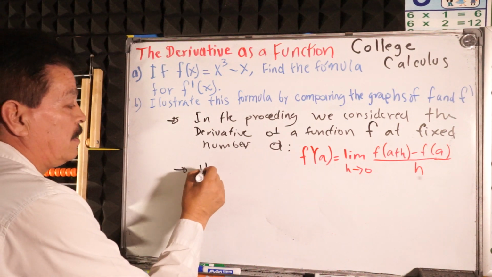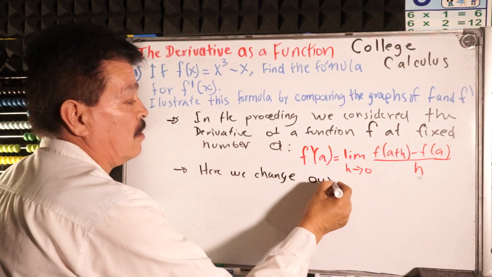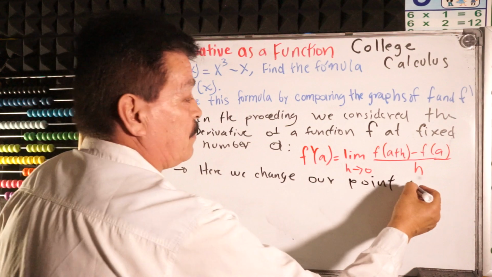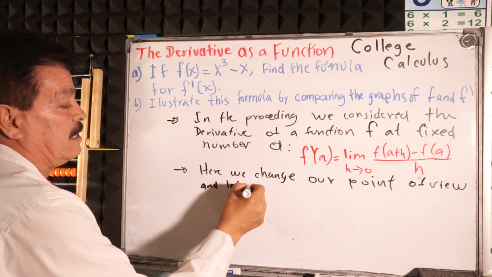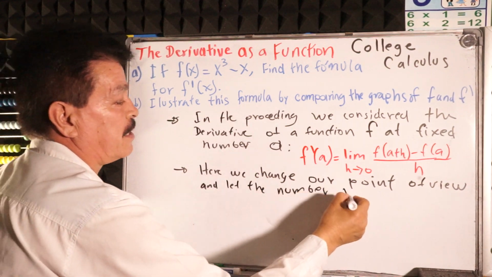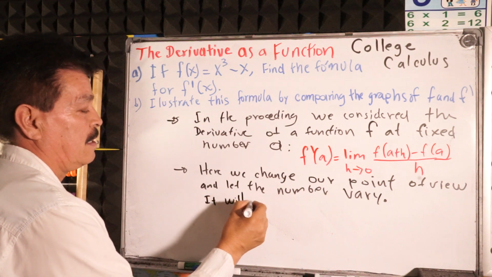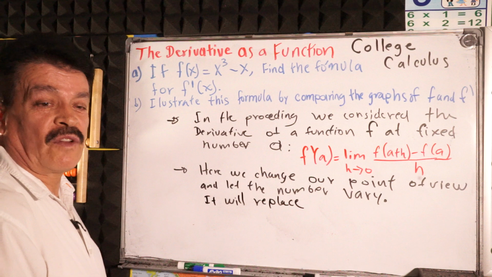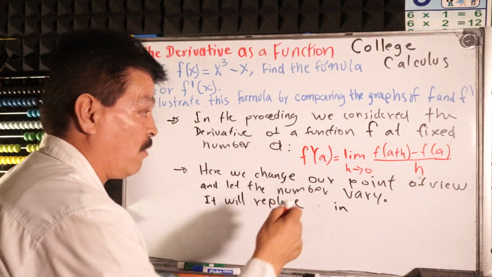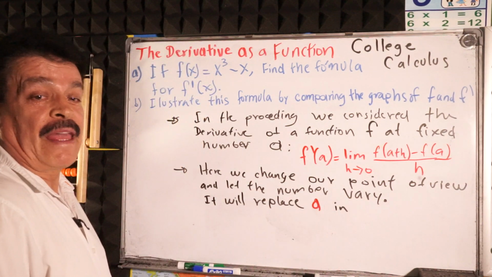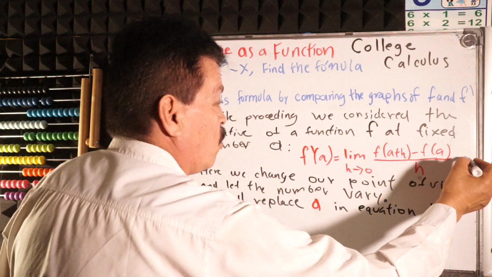Here we change our point of view, and let the number vary. So if we replace A, we have to find another formula. A, let's write with a different color. We're talking about A in equation 1. So this is the equation number 1.